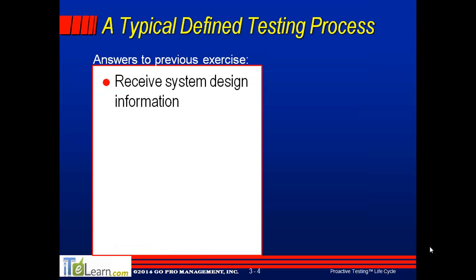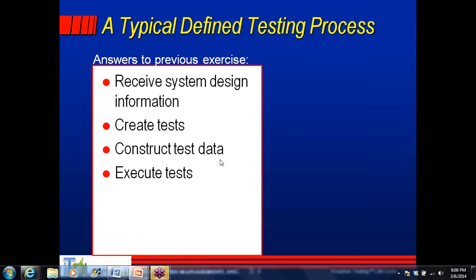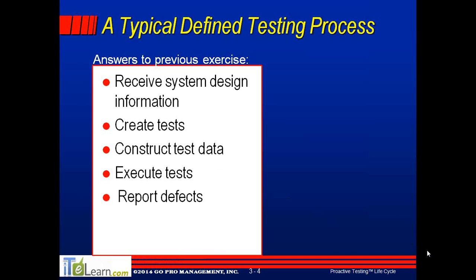So, some typical answers. I've put together a brief summary of some common answers that students give in an in-person class. For instance, you receive the system design information, you create tests, you construct test data, you execute the tests, report defects, you're probably going to find defects, and you run regression tests. Regression tests are rerunning tests to make sure that things that were broken have been fixed and things that were not broken do not get broken. I'm sure some of you have similar processes. You may have some things different. You may not have included each of these.